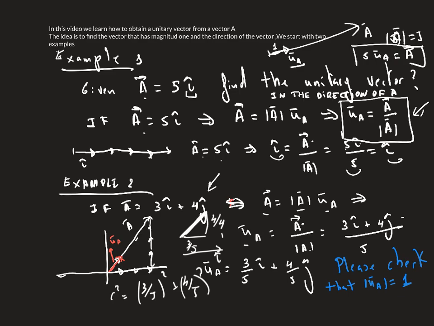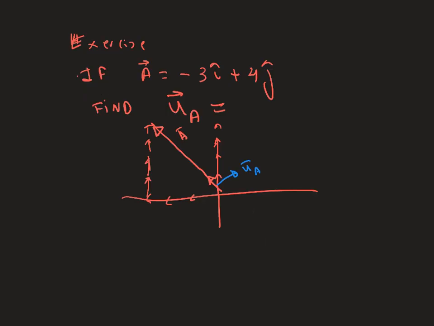Okay, check it. As a problem, I want you to do the same exercise with this vector: minus 3i plus 4j. Can you find U sub A? Can you find this vector that is unitary? If you take i and make a circle around i, this vector will have magnitude 1 pointing in the direction of A. Can you find this U sub A? Of course you can. It is the vector itself divided by the magnitude of A. Do it. Thank you.